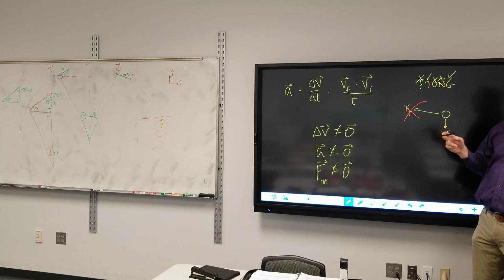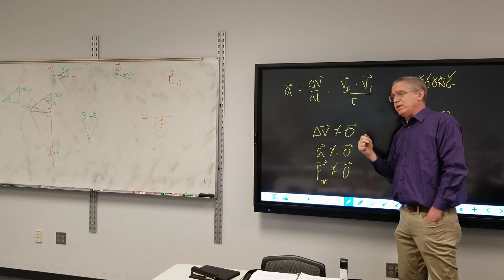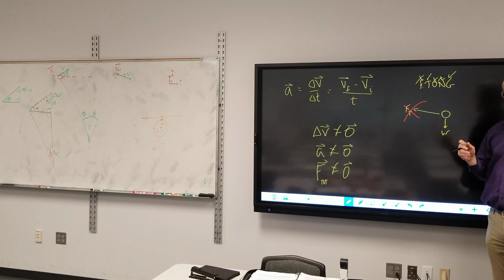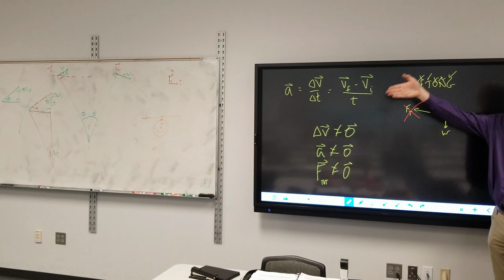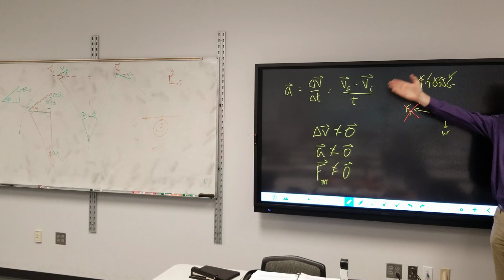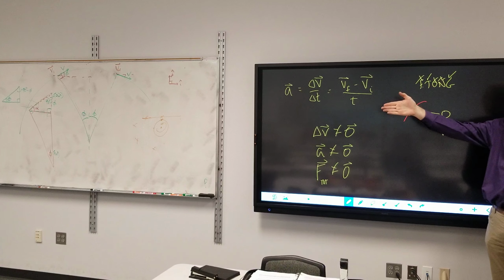So what this was hopefully trying to show you is that when I release it, the only force acting on it is weight, so it should go in a plane. It should go in a straight line, except for the fact that there's a force downward, so it does curve down.